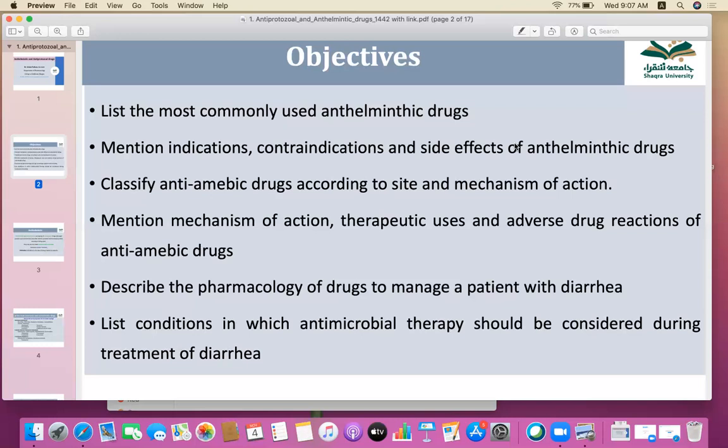Describe the pharmacology of drugs used to manage a patient with diarrhea, and list the conditions in which antimicrobial therapy should be considered during the treatment of diarrhea.